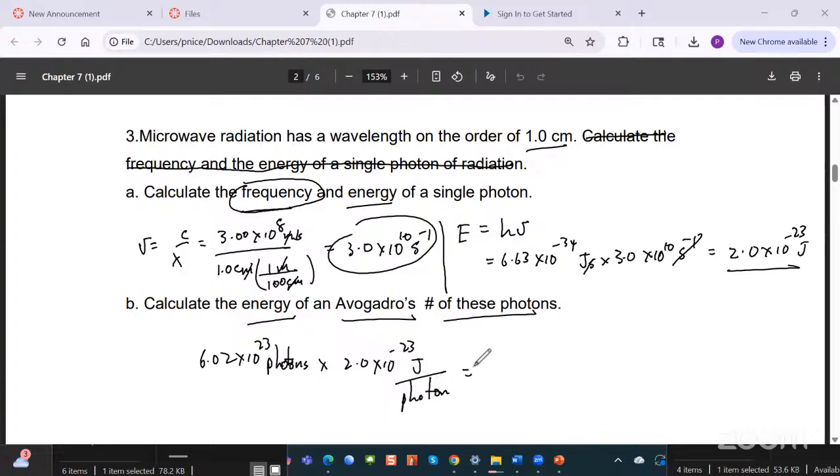And that's it. So 2.0 times 10 to the minus 23 multiplied by 6.02 times 10 to the 23. And according to my calculation, when rounded off to 2 sig figs, that becomes 12 joules. And that's how that is done. All right? Okay, any questions about this one? Any questions?